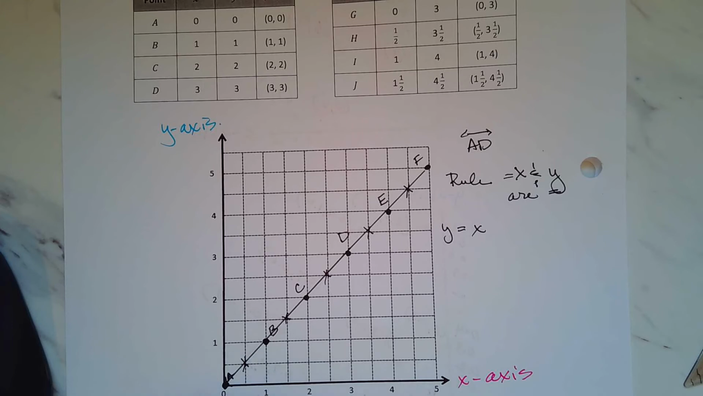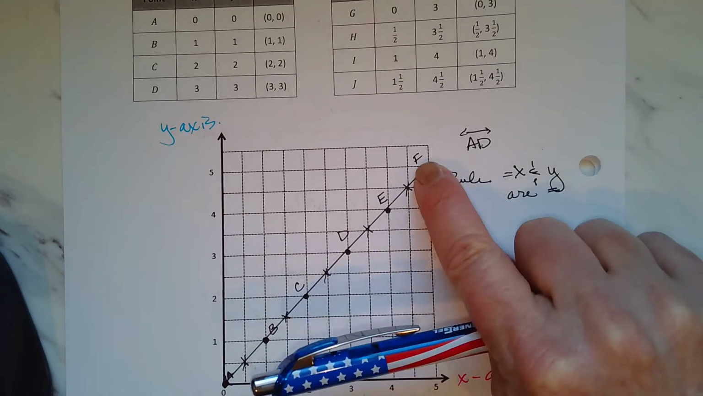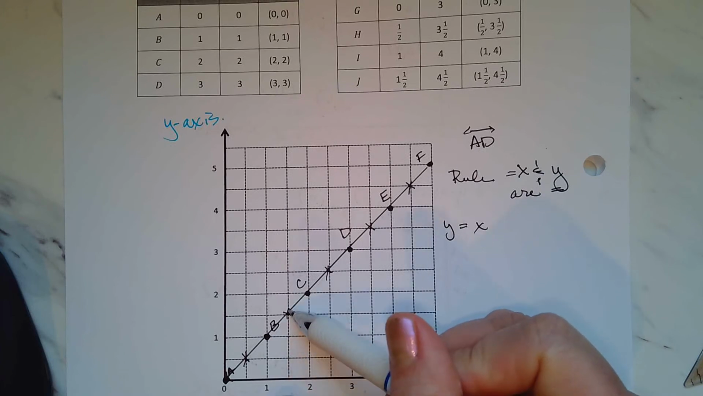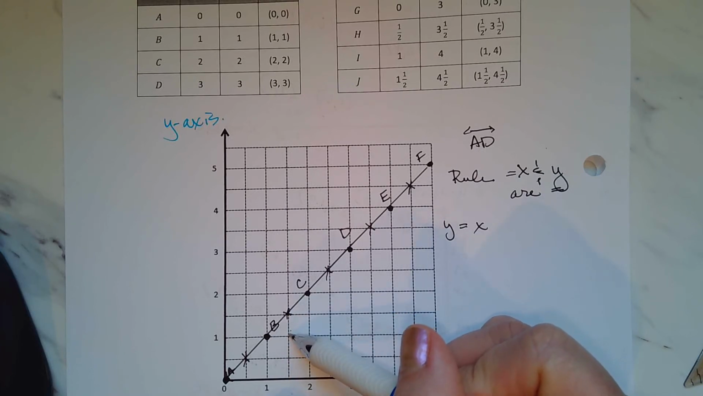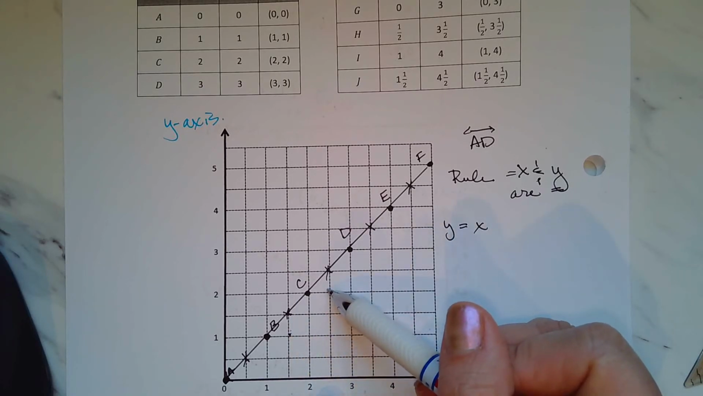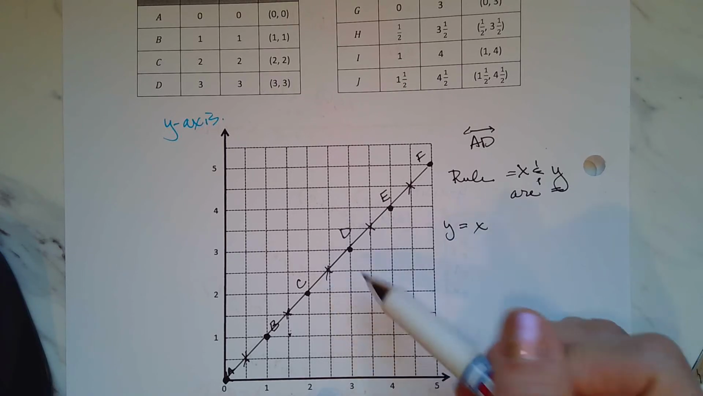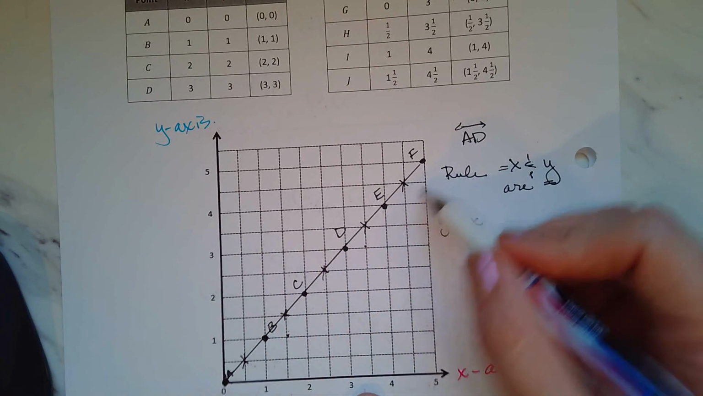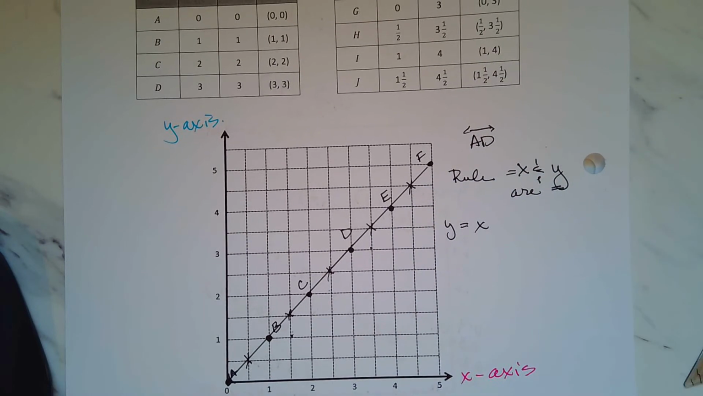But my question for you is, can AD contain a point where the x coordinate is a mixed number and the y coordinate is not? So let's say 1.5 and 1. Would that be on line AD? How about 2.5 and 2? Would that be on? No. 3.5 and 3? No, but I have a feeling they would end up being parallel to each other.